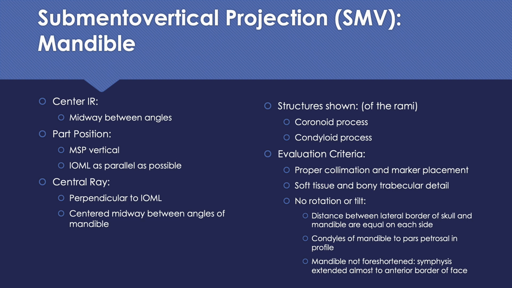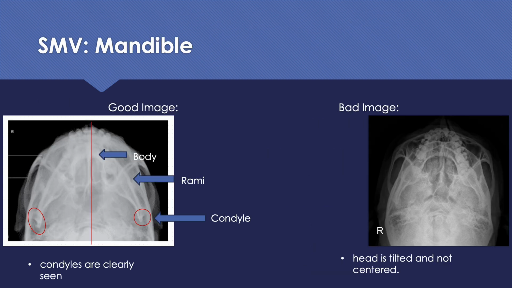The structure shown of the rami, you will see the coronoid process and condyloid process, with evaluation criteria of proper collimation and showing great detail. To distinguish between no rotation or tilt, you will look at the distance between the lateral border of the skull and the mandible being equal on each side, as well as the condyles of the mandible to the pars being in profile. Now, the mandible cannot be foreshortened. The symphysis must extend almost to the anterior border of the face. Here are some images that will follow the evaluation criteria of the mandible.